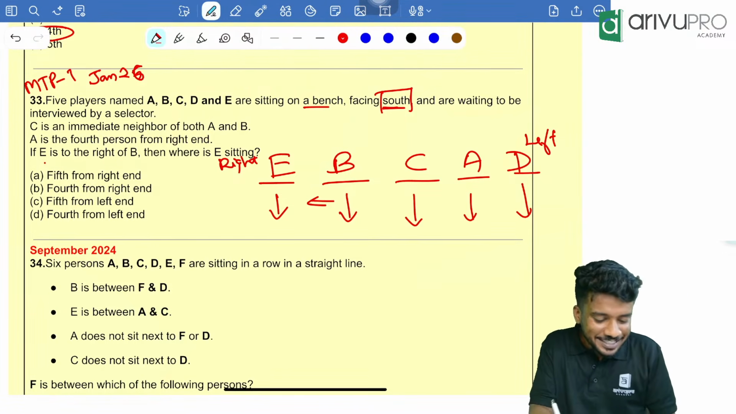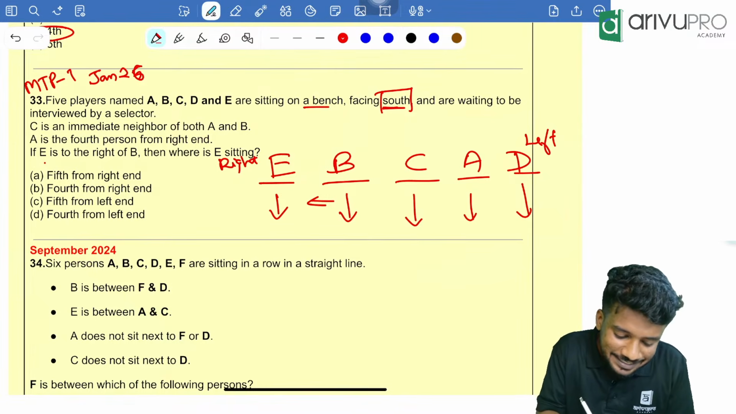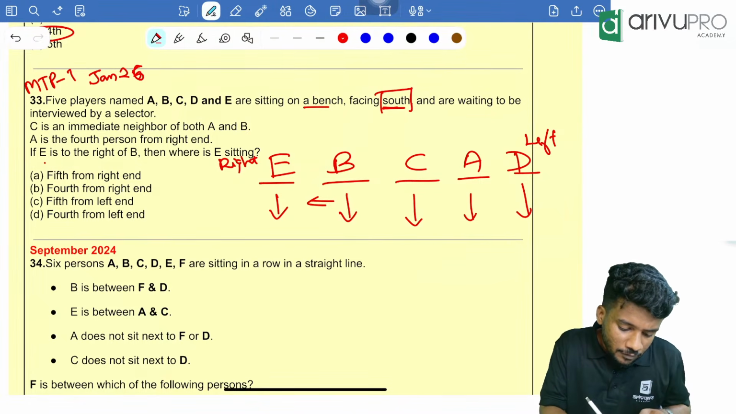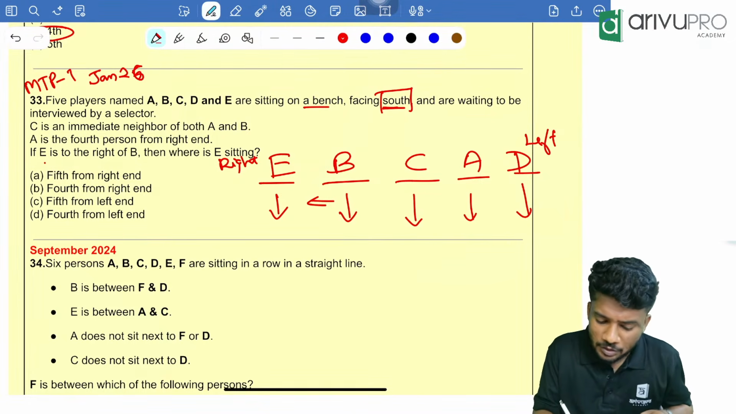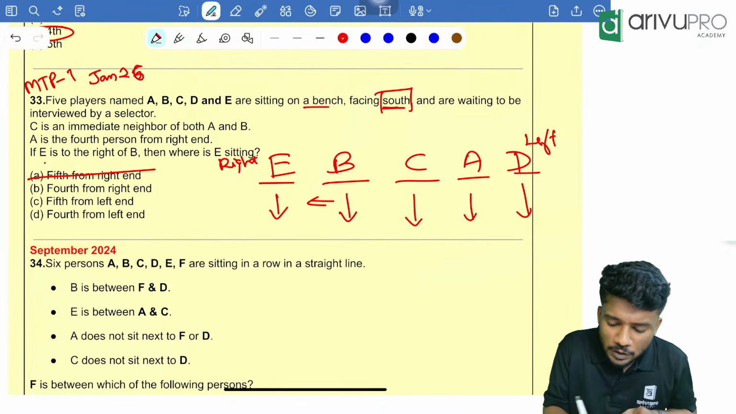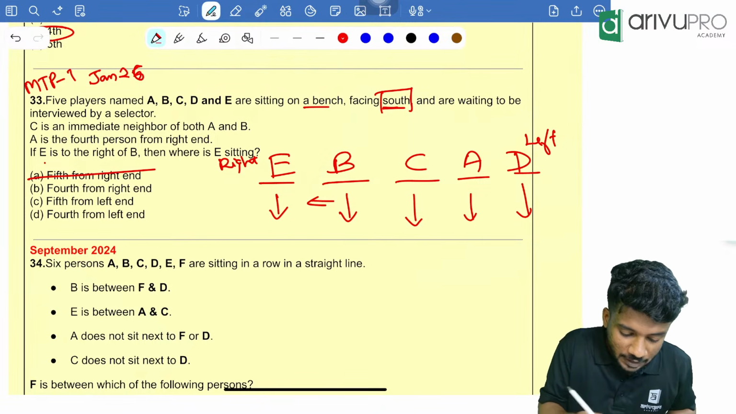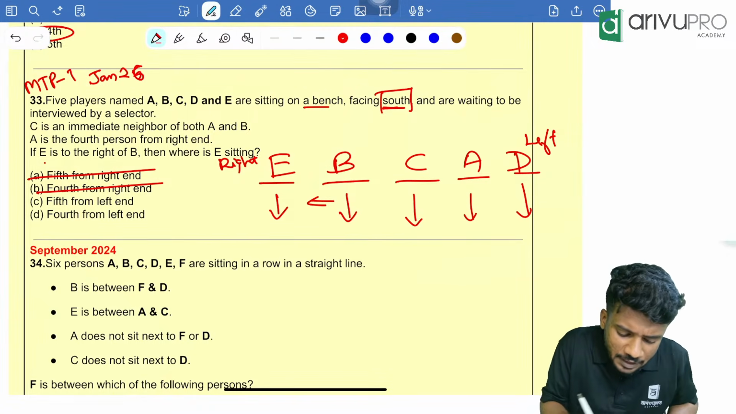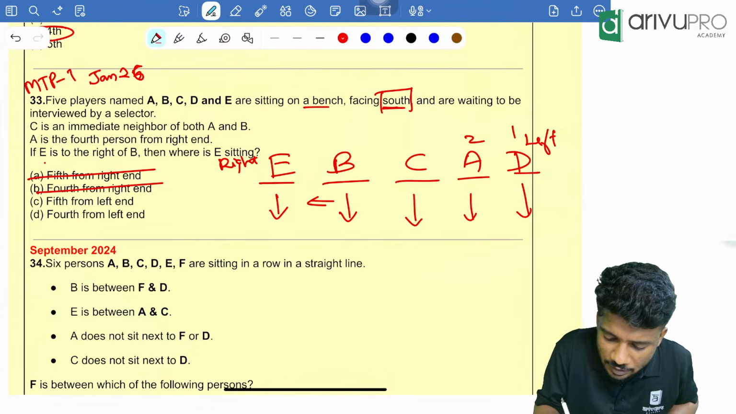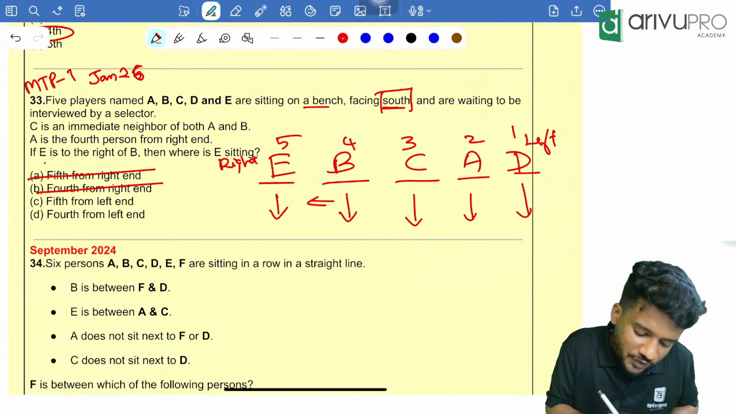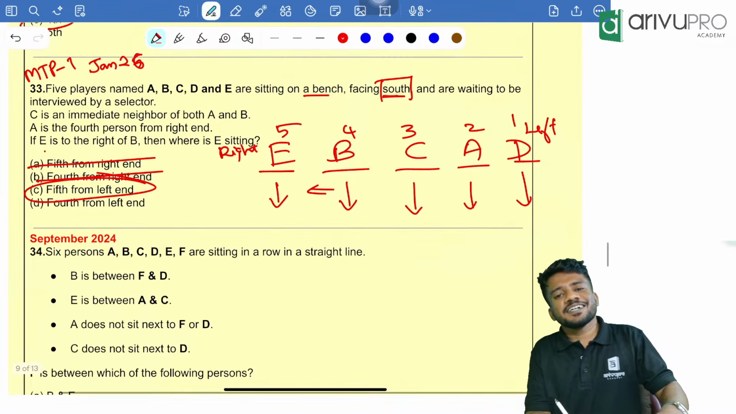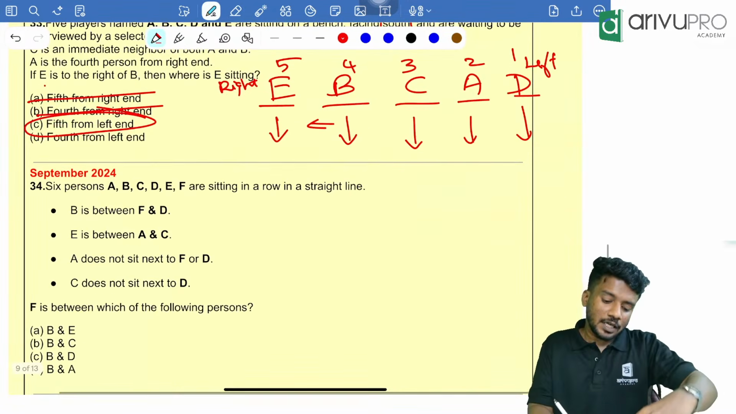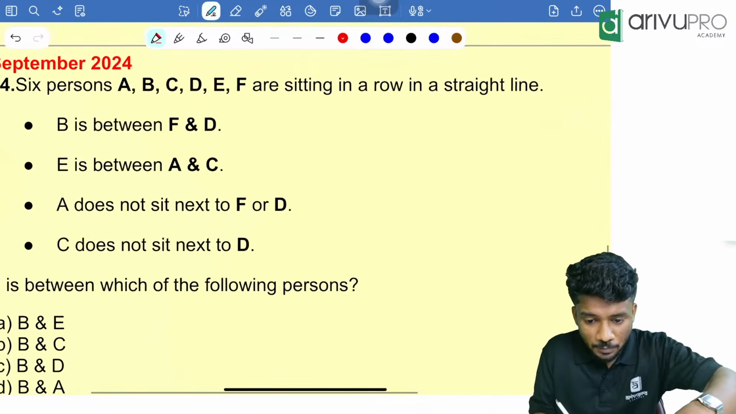D is remaining. Now the question is, where is E sitting? 5th from the right end? No, it is not correct. 4th from the right end? No. From the right end they are asking. No. 5th from the left end: first, second, third, fourth, fifth. The answer is 5th from the left end. Okay, next question. Can we continue?